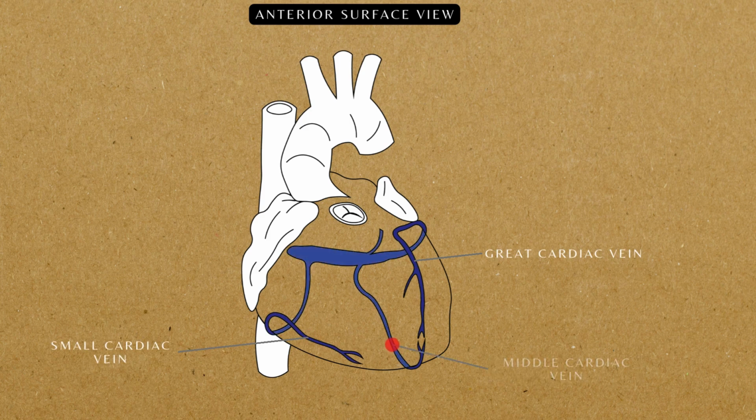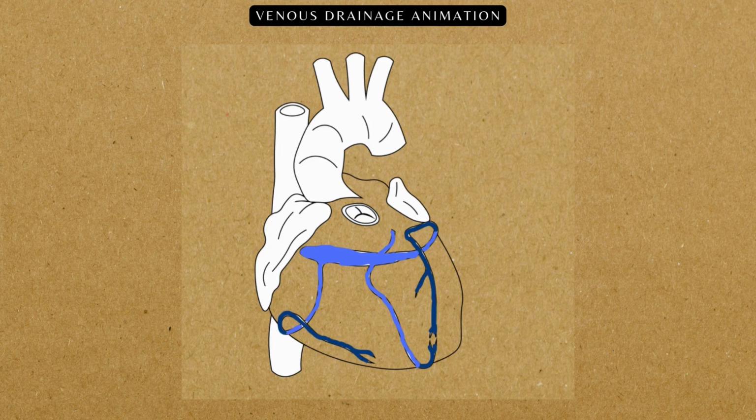Middle cardiac vein: this vein starts at the apex of the heart and passes posteriorly to drain into the coronary sinus. And finally, we have the coronary sinus. This is the largest vein in the heart, and it is responsible for draining most of the deoxygenated blood leaving the myocardial tissue into the right atrium. This is an animation that shows the direction of blood flow through the main vessels that drain the myocardium.